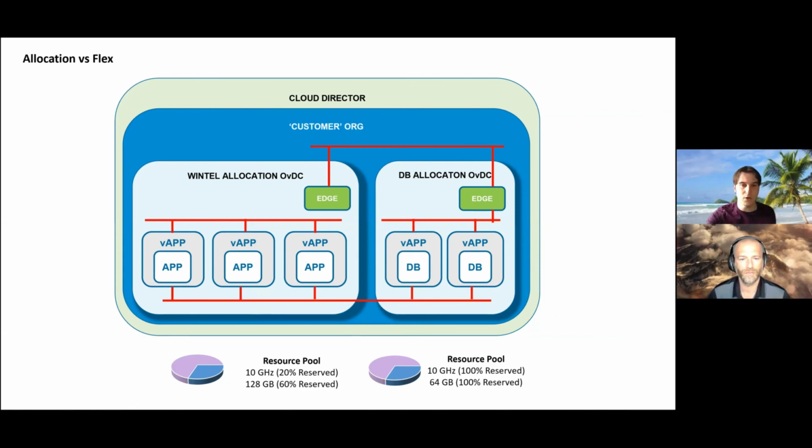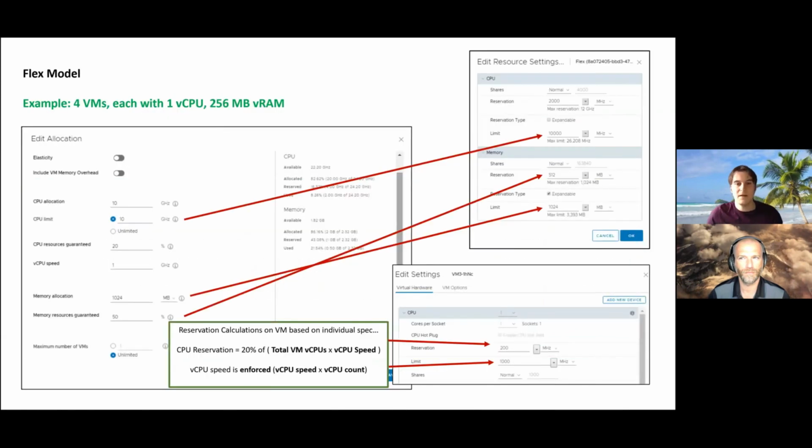Now, with this new model, going back here, because we're setting these reservations across the board, there's far less chance of that happening. So VMs will get those resources. Why? Because at the top level, the resources are being reserved up front. We didn't see that in the allocation model. So I think this makes for a better customer experience as well.